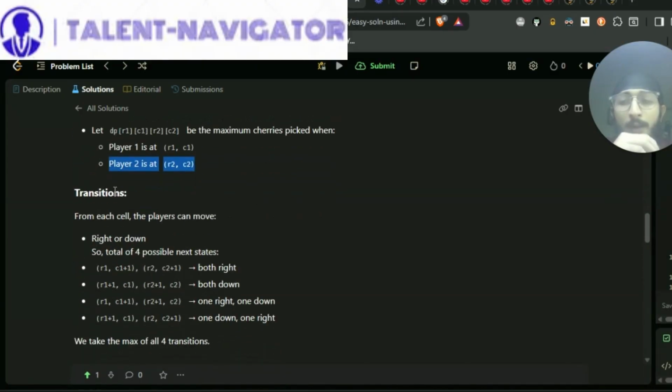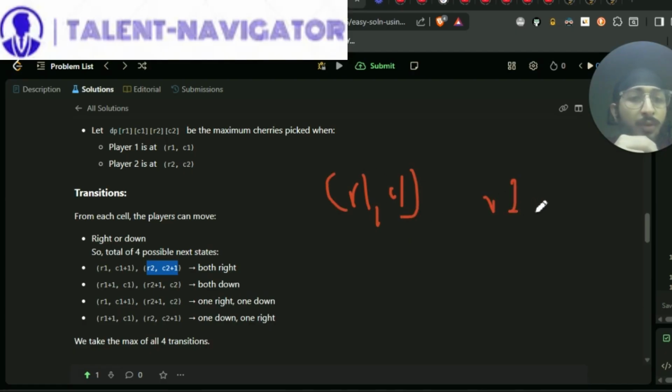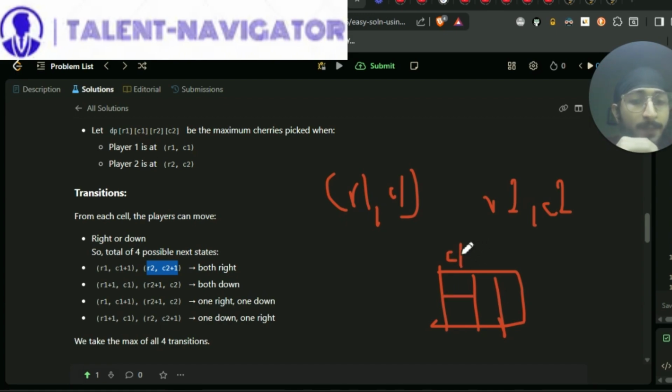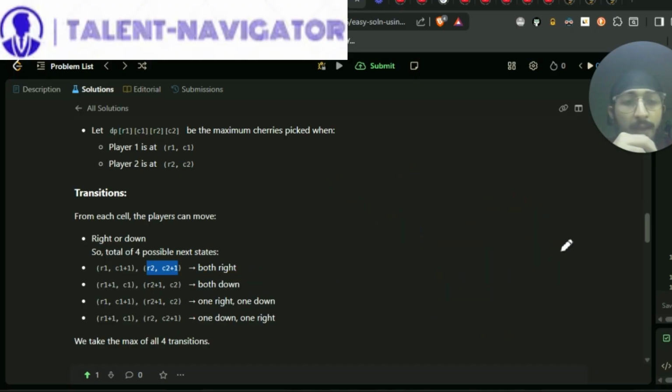Simple, right? Now for transitions, from each cell the players can move basically right or down, right? So a total of 4 possible next states would be there. That is, both the players go right. So I'll show you R1, C1 and R2, C2 when they both move right. Basically this is the column value, right? Let us say C1 is present here initially. So if I add C1 plus 1 and C2 plus 1, that means we are going from this cell to this cell, since we are moving along the column. So both move right. Next, R1 plus 1, C1 and R2 plus 1, C2: both go down.